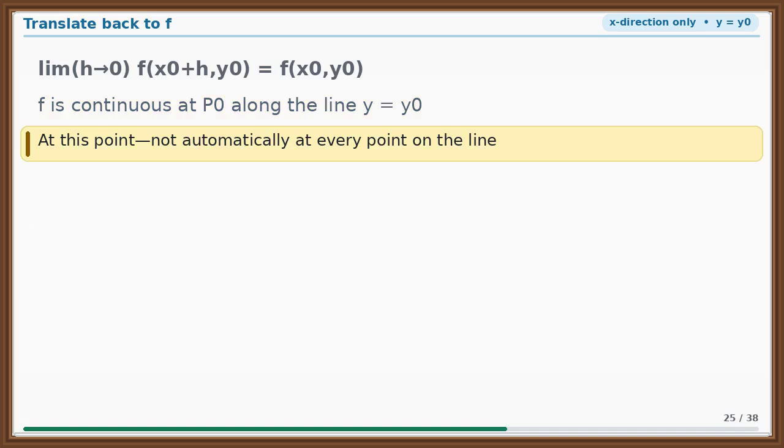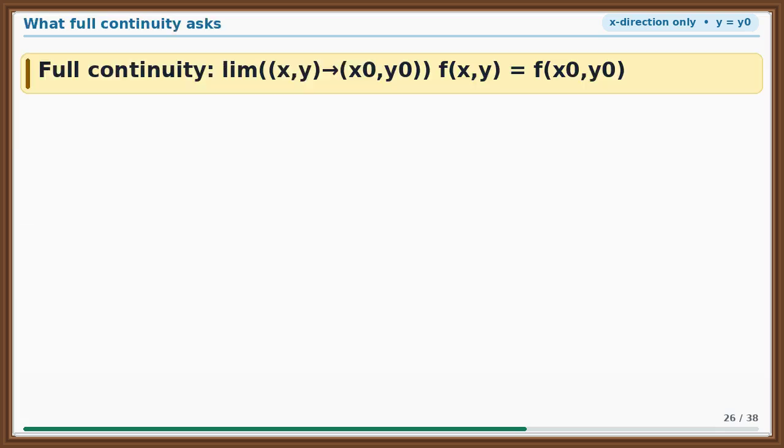One precision matters. Existence of the partial derivative at p0 proves slice continuity at x0. It does not automatically prove continuity at every other point of the line. For that, we would need the corresponding derivative information at those points. Full two-variable continuity asks for something stronger.